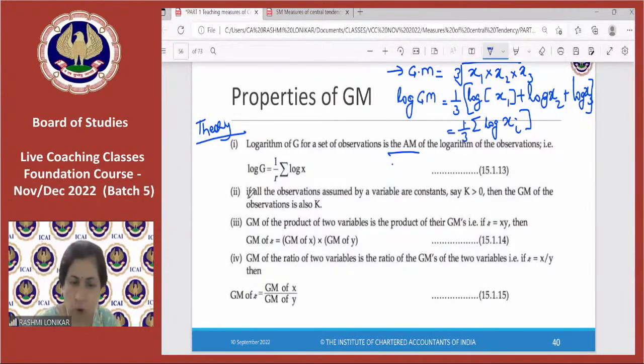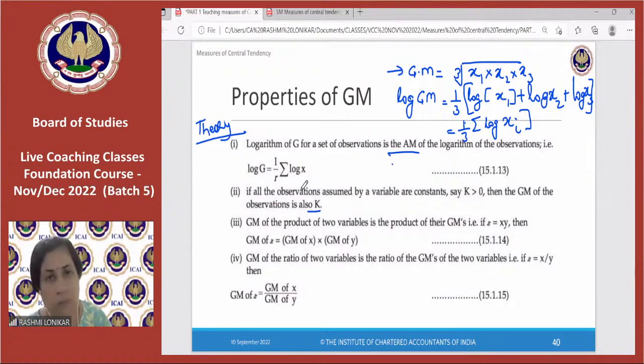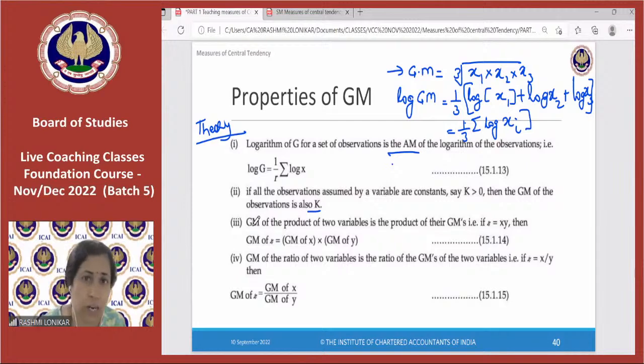The second property is, if all the observations assume a constant value k, then the geometric mean is also k. Remember in arithmetic mean also we had the same type: if all the observations are constant k, then the arithmetic mean is also k. So same thing over here, geometric mean is also k. The third property is that the geometric mean of the product of two variables is the product of their geometric means. In arithmetic mean, we had additions. Here we have multiplication.